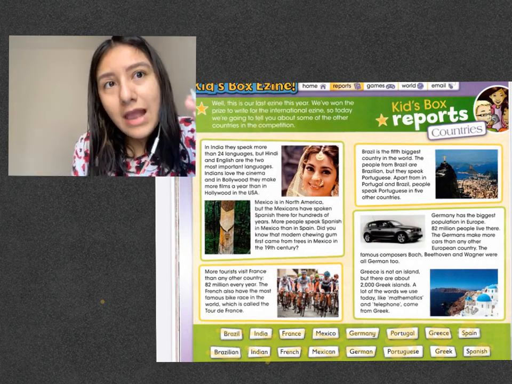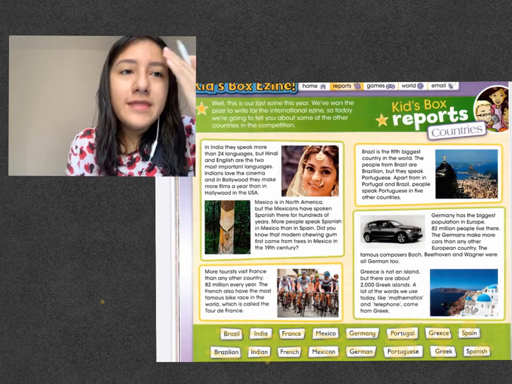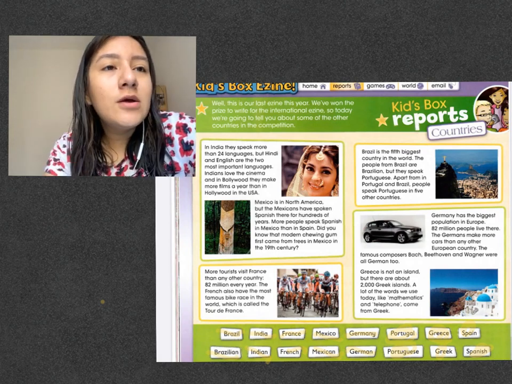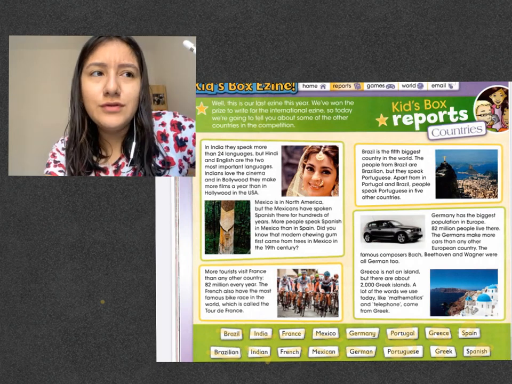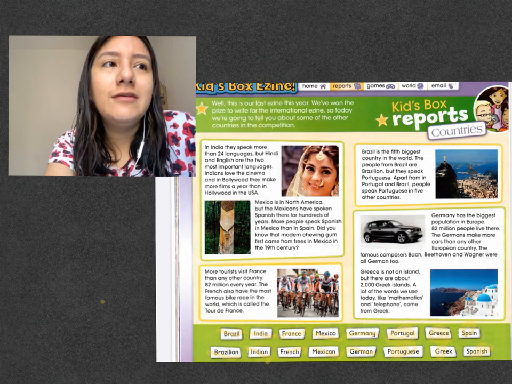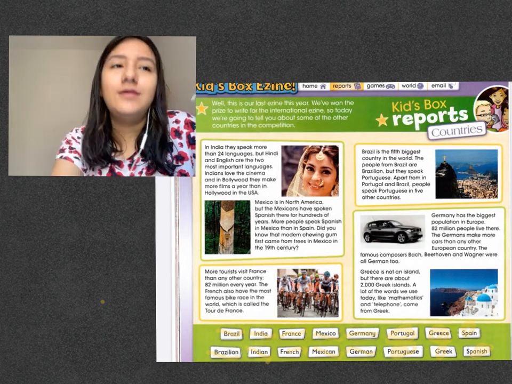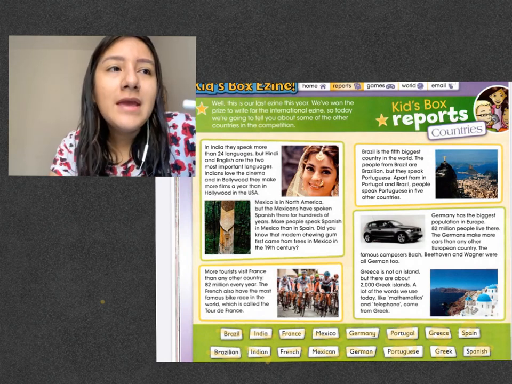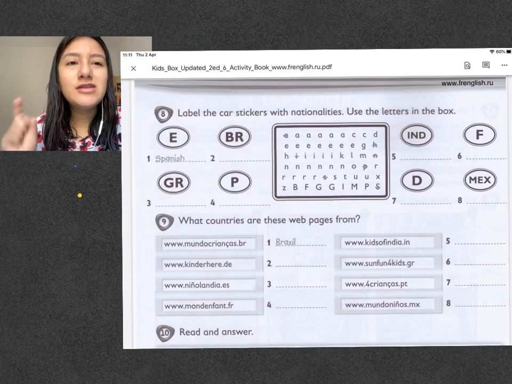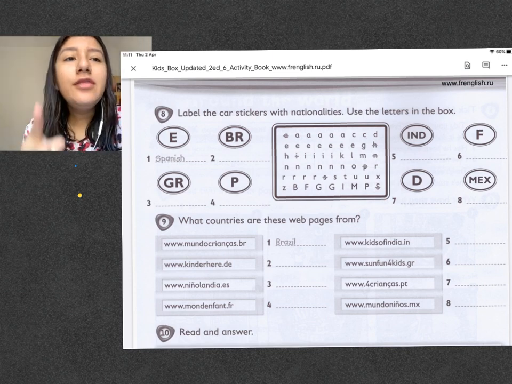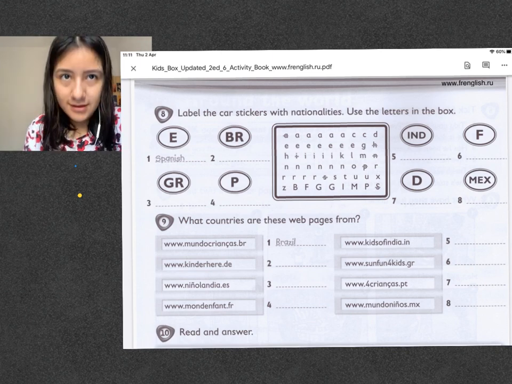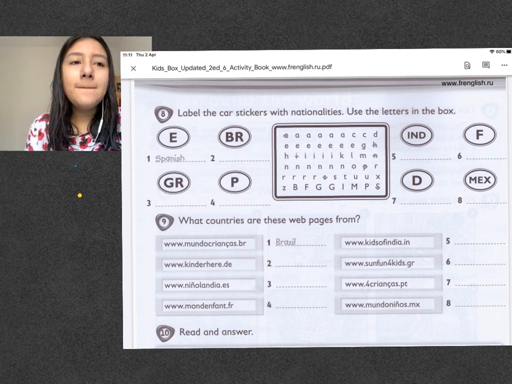Okay, and there were a couple of questions below that it was up to you to answer. So we are going to move on to the activity book. That was the actual activity that I told you to do. Okay, so here is the activity book. Exercise 8 said, label the card stickers with nationalities. Use the letters in the box.